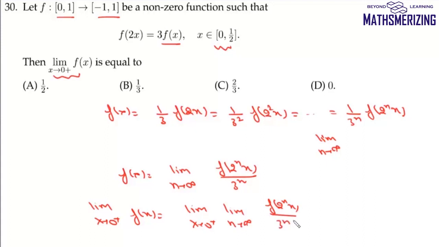Now the range of this function is from -1 to 1. So this value in the numerator will lie somewhere between -1 and +1, which is a finite value, upon 3 to the power infinite, which is infinite. So the value of this limit is 0. So the value of this limit x tends to 0 f(x) is equal to 0, and that's your option D.